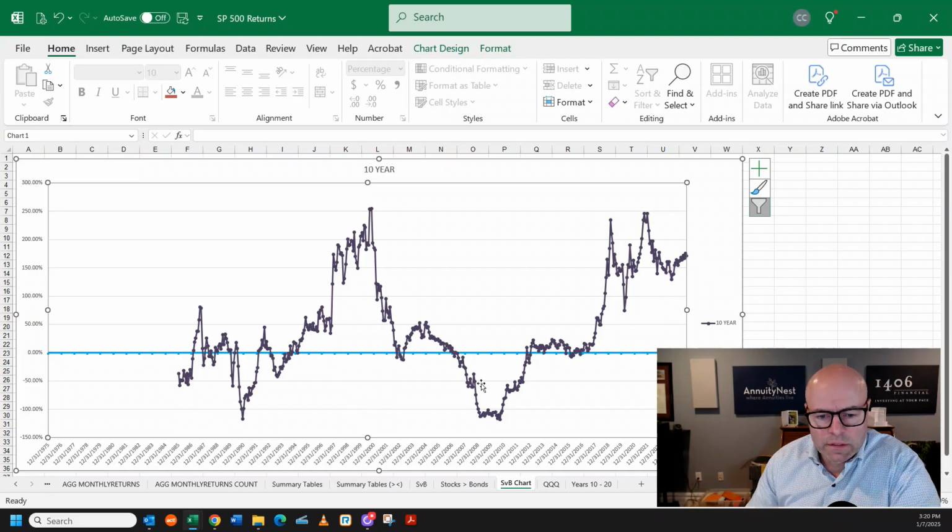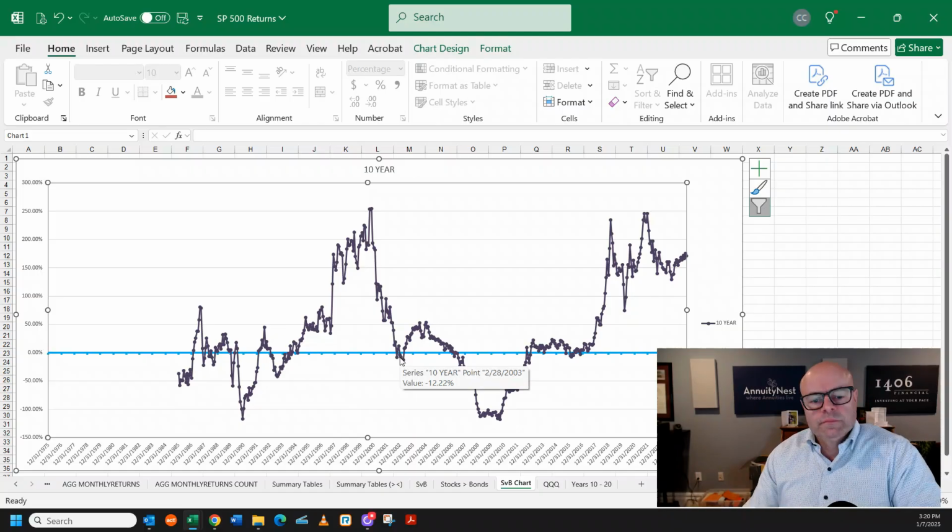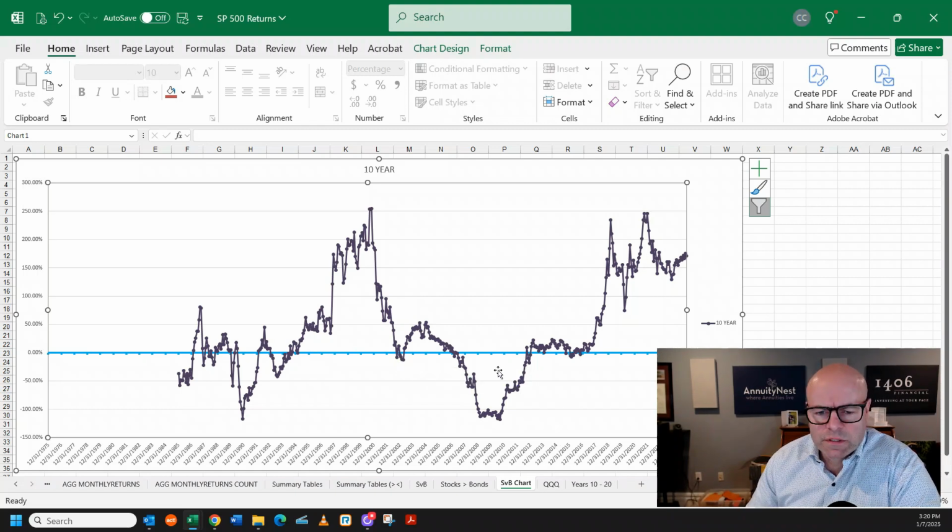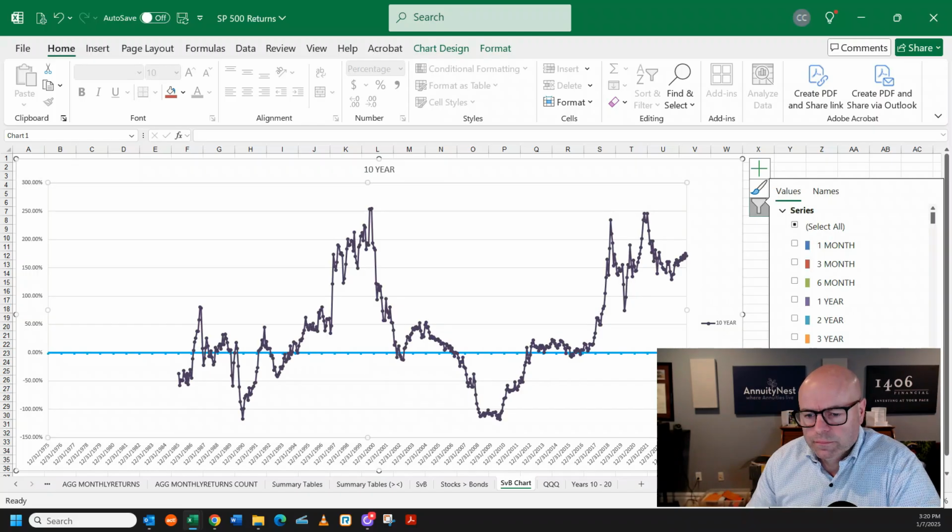In the early 90s, surprisingly, in the early 2000s, for the 10 years ending in the early 2000s, bonds only beat stocks for a little bit of time, and here the financial crisis again, bonds ahead of stocks, and then stocks have just taken off since the financial crisis. Let's look at a 20-year number.